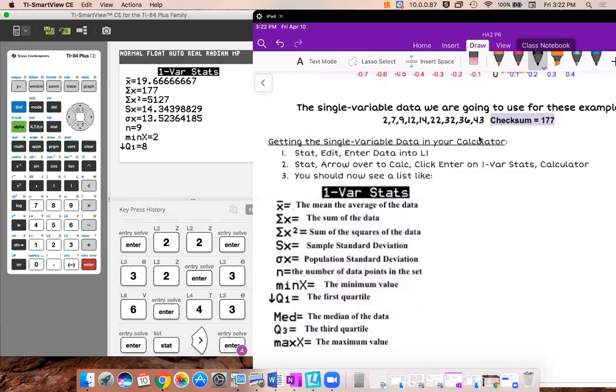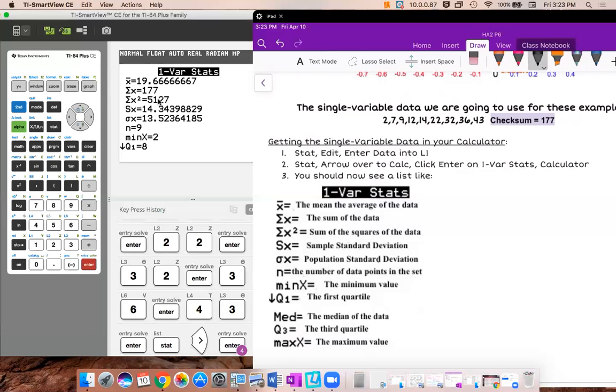But the first thing you want to check is this check sum. It says this is the sum of the data, when you have this little sum with the X. So this is 177. When you first enter things in, you want to make sure that this number matches the check sum. That means that you put all of your numbers in correctly. Then this X bar, it's called an X bar because it has a bar over it, is the mean or the average. So this is your mean.